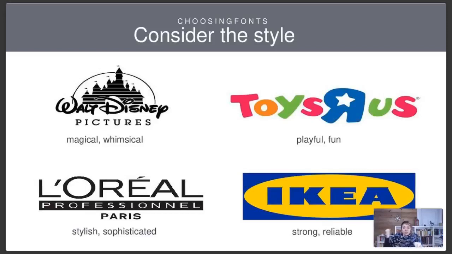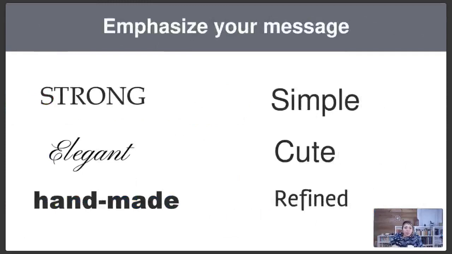Then we have IKEA, which is bold and kind of sturdy, right? Not that we're saying that's exactly what IKEA always gives you, but strong, reliable is the style of the font. Okay, so look at that. You see how we've used these words to match with these styles of fonts here.